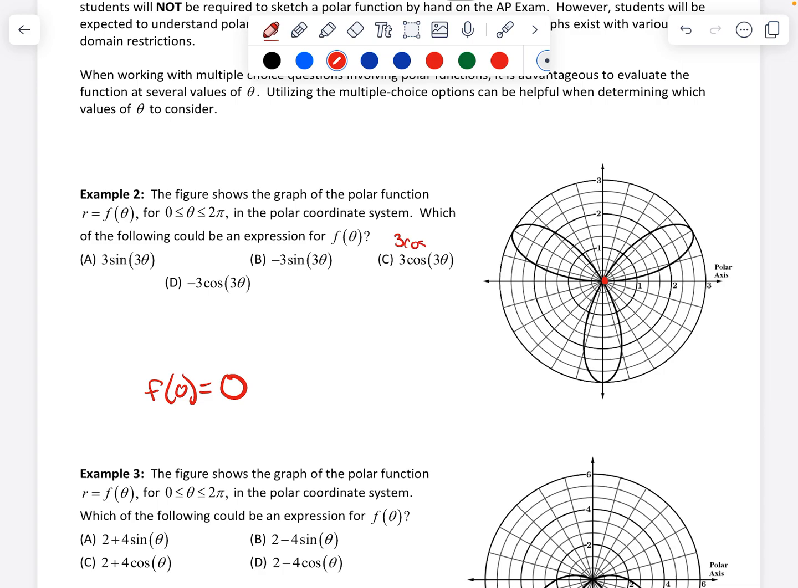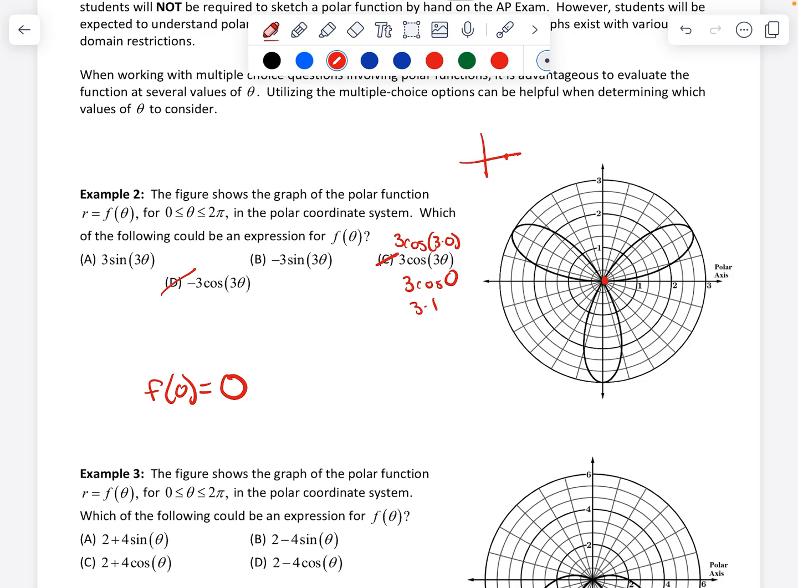So 3 cosine of 3 times 0. So that's 3 cosine of 0. And what is our cosine at 0? It is 1. So 3 times 1. So it's not that one. So this would be 3 times, not that one either. So we can eliminate those two. Okay, well, let's try another one.